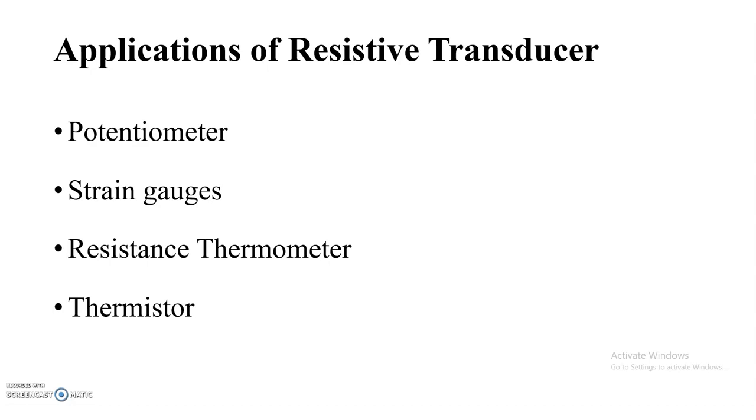Then the resistance thermometer. The resistance of the metal changes because of changes in temperature. This property of the conductor is used for measuring temperature. Last one is the thermistor. It works on the principle that the resistance of the thermistor material varies with the temperature. The thermistor has a negative temperature coefficient, and a negative temperature coefficient means the temperature is inversely proportional to resistance.